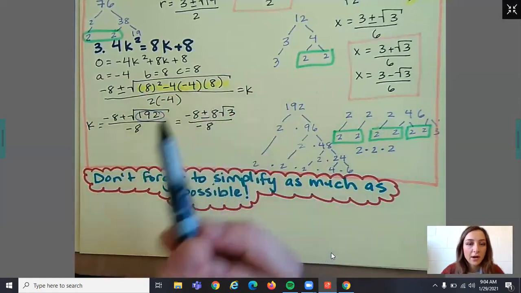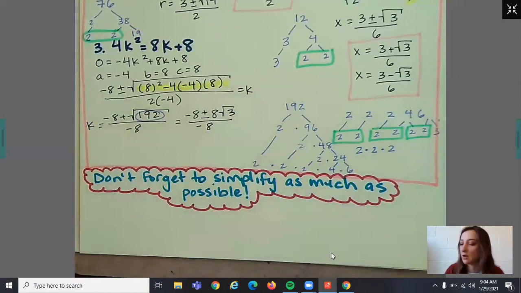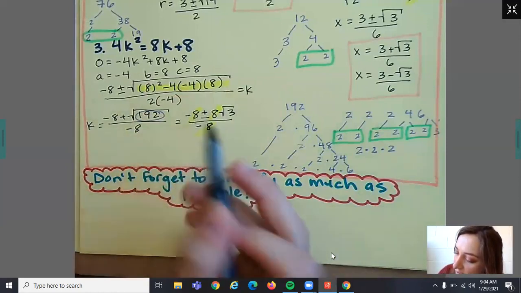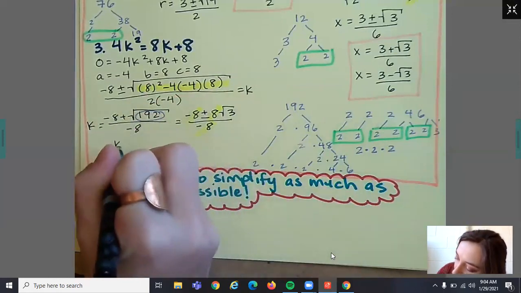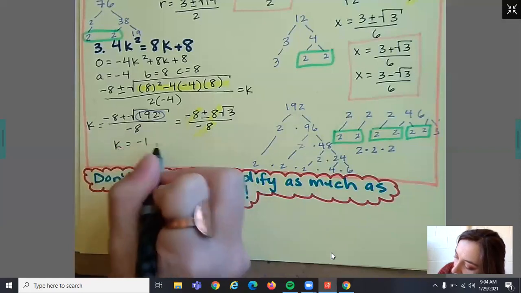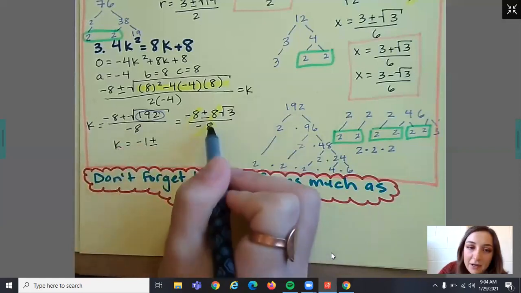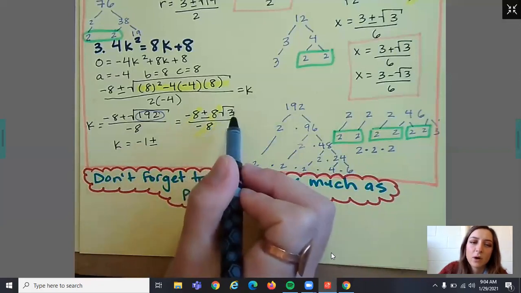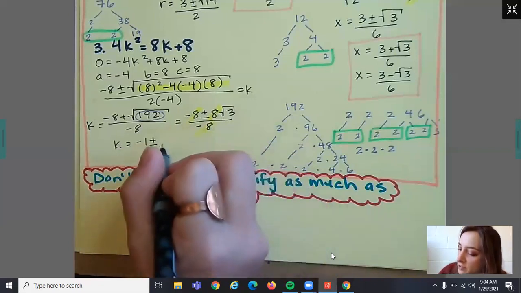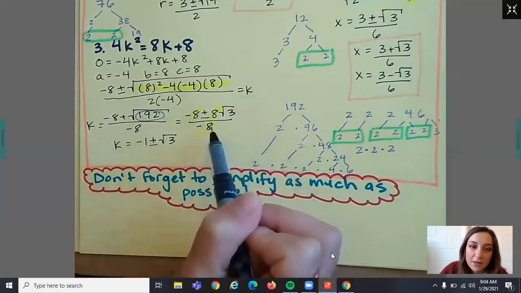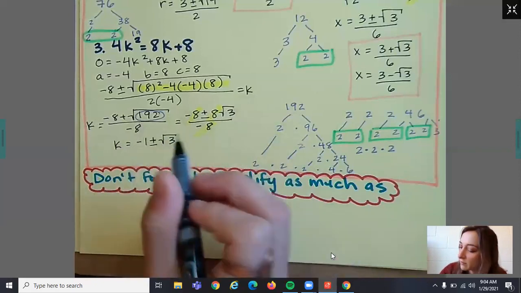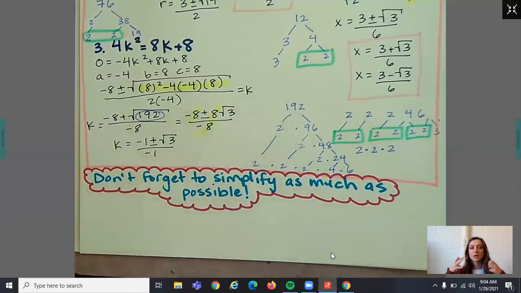Now we can reduce this because each number is divisible by something, and hopefully you can tell they're all divisible by 8. So I'm going to divide every one of these by 8. Negative 8 divided by 8 is negative 1. 8 divided by 8 is 1, so that is just 1 root 3, but anything times 1 is itself, so it's just root 3. And on the bottom, negative 8 divided by 8 is still negative 1.